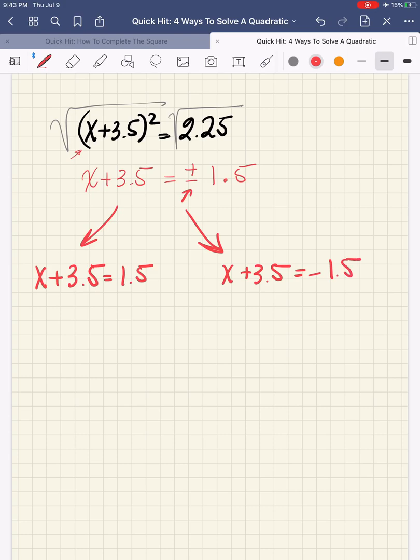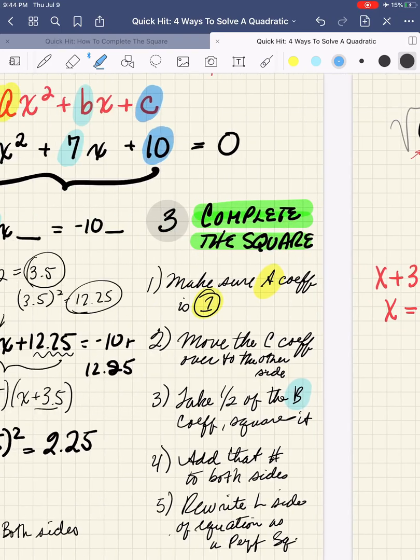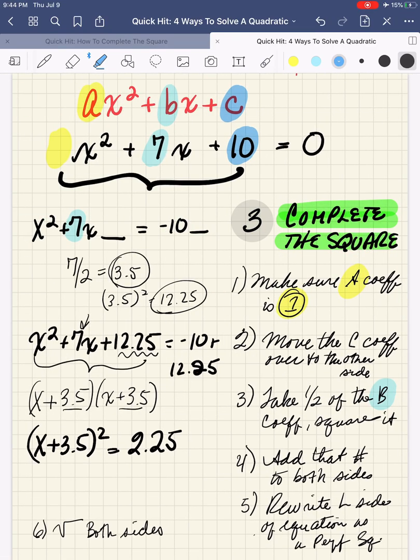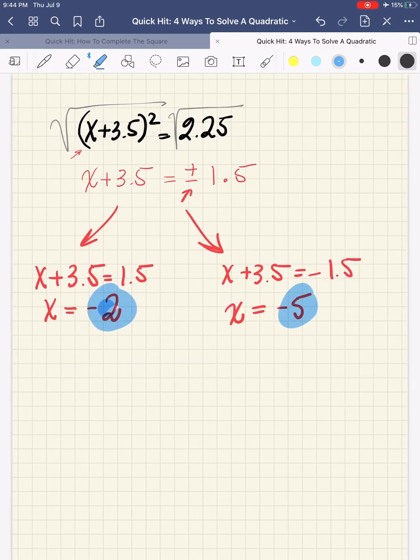Now I'm going to simplify. So when I subtract 3.5 from both, I'm going to get negative 2 here, and I'm going to get negative 5 there. Hey-o! Hey, stranger! Negative 2, negative 5. So that's how I can use completing the square in these fun steps to get to those same answers.